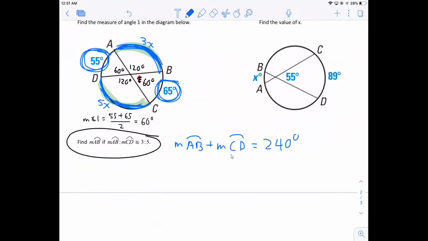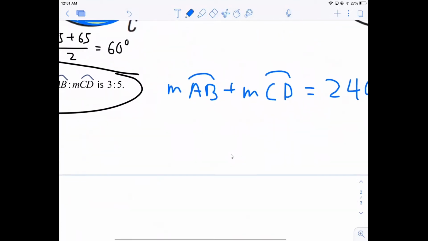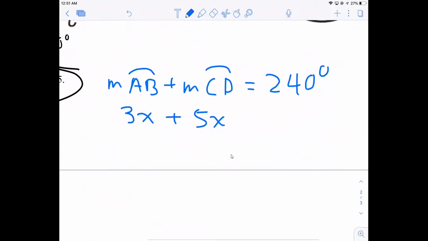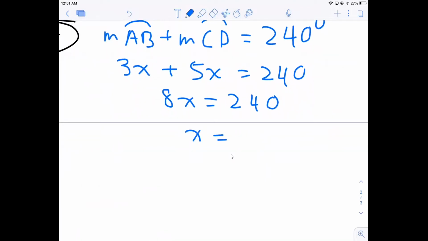Or if you want, you can just add up the entire thing. You can go all the way around the circle. You can say measure of arc AB plus measure of arc AD plus that arc, right? That's 360 degrees, and you'll get back to here, however you do it. Well, we said 3x plus 5x equals 240. So 8x equals 240, and x is 30 degrees.